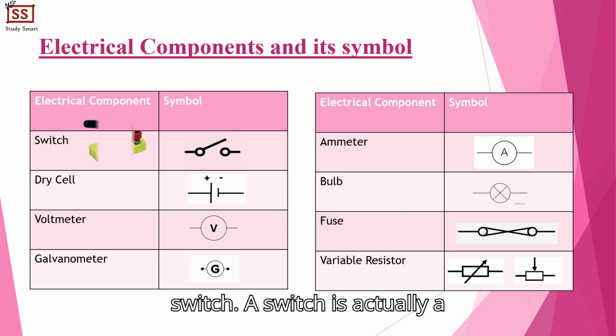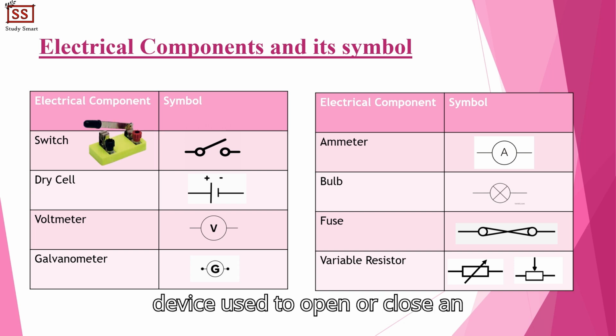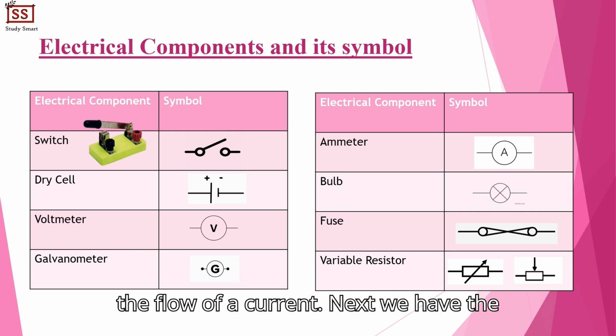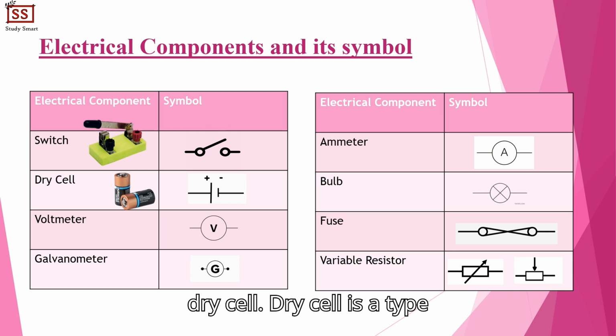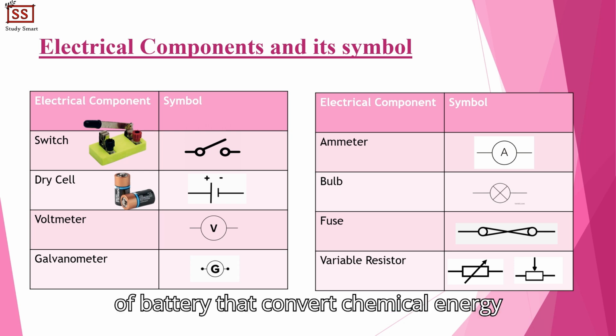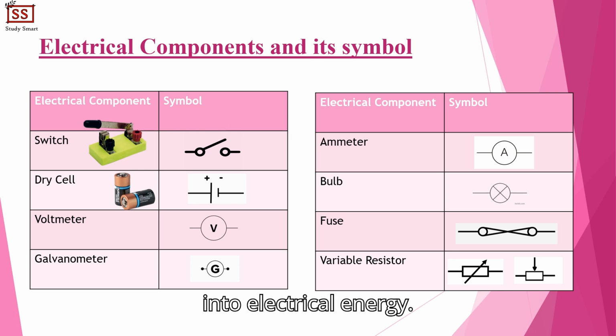We have the switch. A switch is actually a device used to open or close an electrical circuit in order to control the flow of a current. Next, we have the dry cell. A dry cell is a type of battery that converts chemical energy into electrical energy.